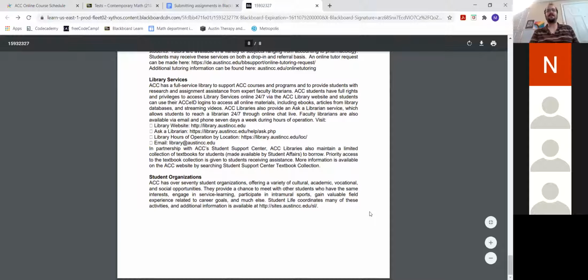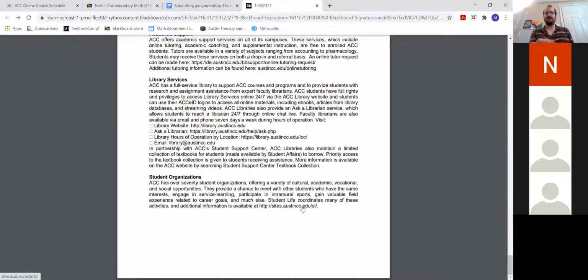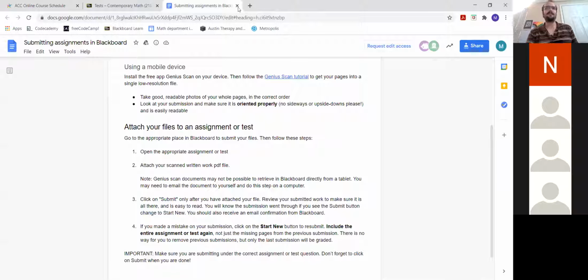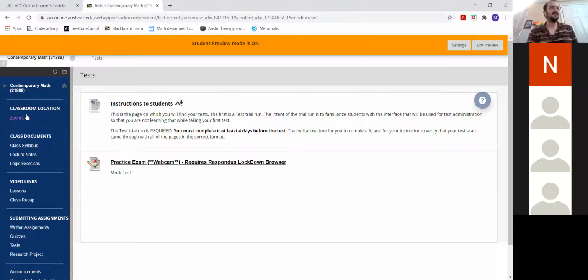Student organizations. So ACC has a bunch of student orgs if you want to join them. There's the site for the student organizations. We're getting at the end here. Anybody have any questions? Is there anything I maybe didn't go over? This is our classroom link. I think I went over all these links, huh? No, maybe not all of them.